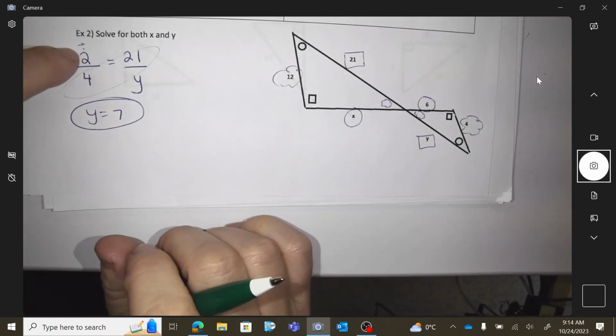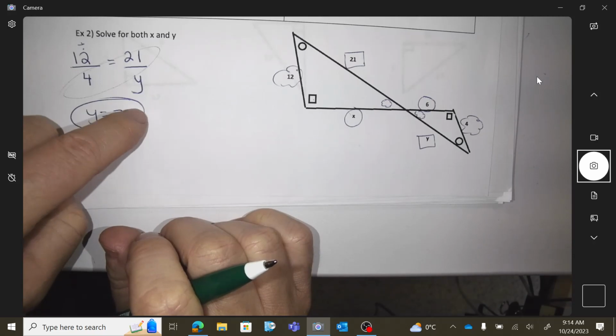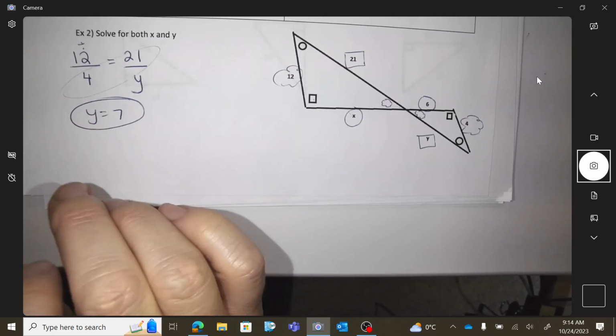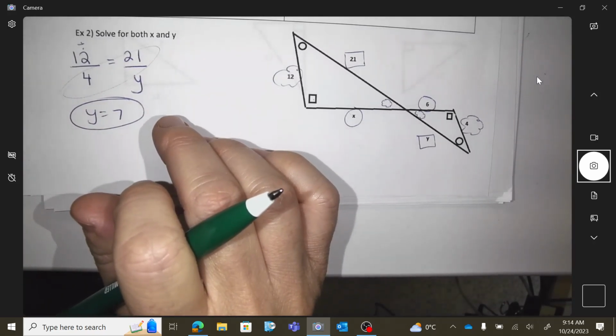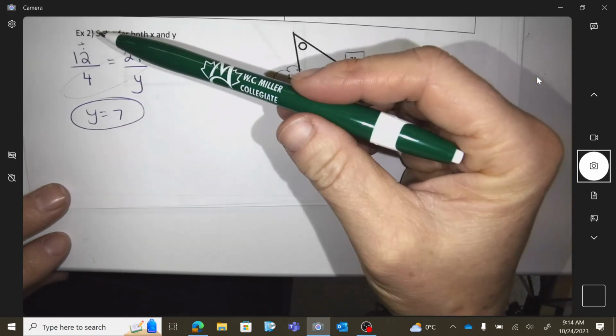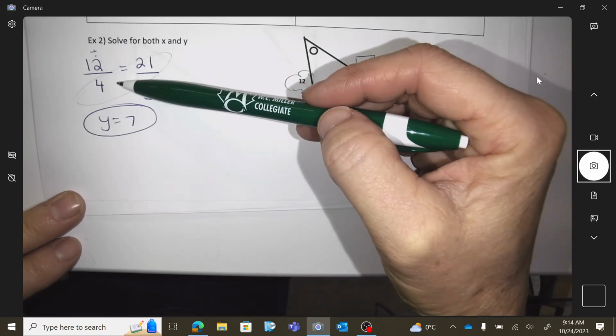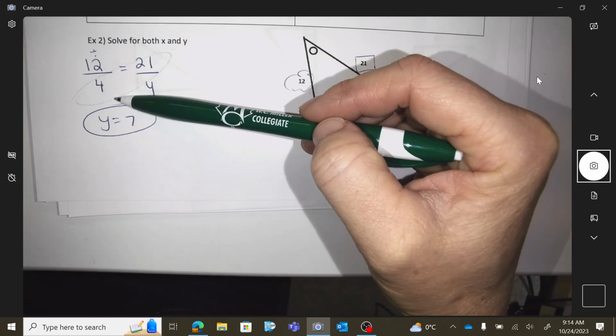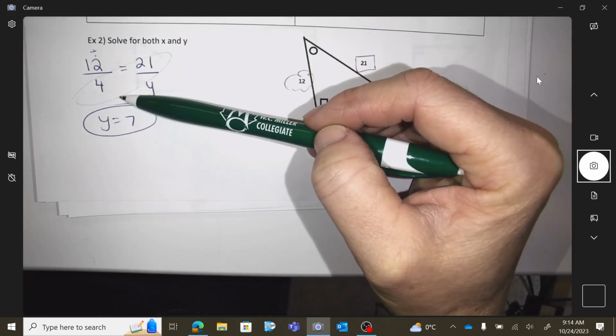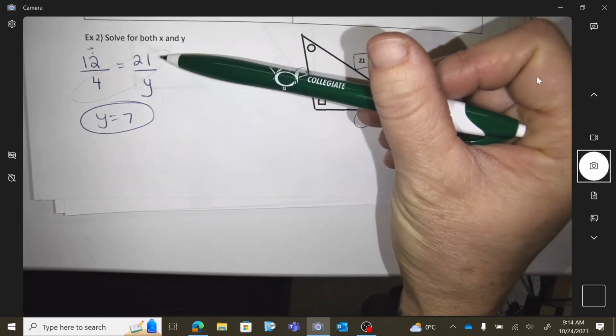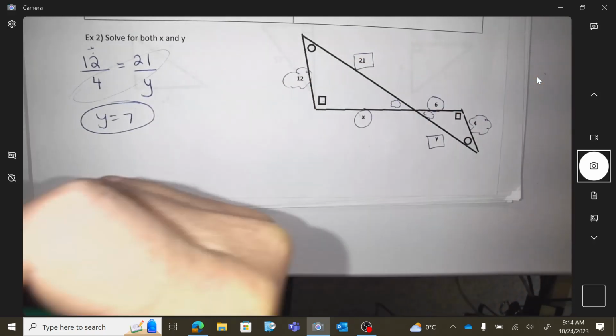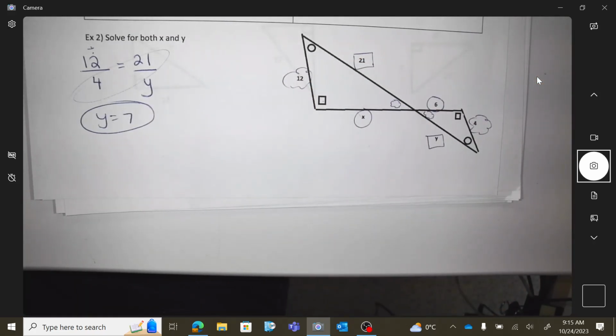You can do that as well. If you did 4 over 12, then you would have had to do y over 21. As long as you have it lined up, it will also work. So that's a good question. Could I have done 4 over 12? Yeah, you could totally do 4 over 12, but if you do that, then you also have to do y over 21. You have to make sure you're lining up. I always call it like t-shirts and pants. Put on your t-shirts and pants the same way.